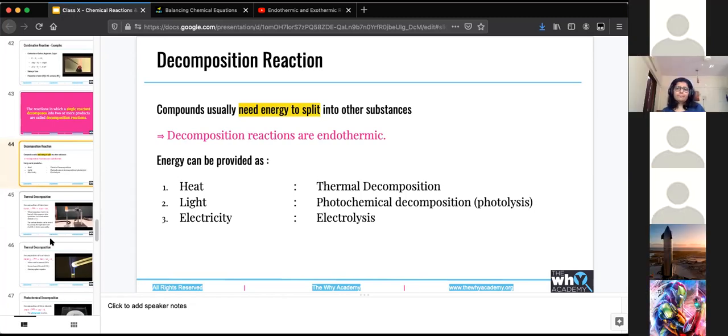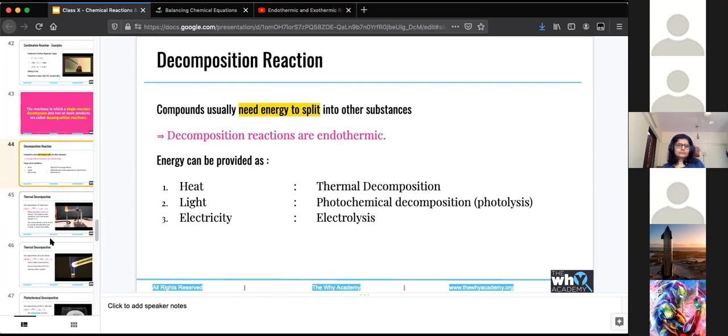Ma'am, do you have to write the first statement? Compounds usually need energy to split. Up to you. Focus on the definitions. If you want to make a note of it, you can write it.